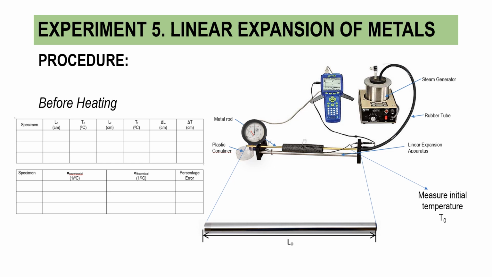We have to first measure the initial length of the metal rod, and that should be placed in this column. We also need to be familiar with the kind of material, whether the metal rod is brass, copper, or aluminum. We also need to measure the initial temperature of the metal rod, and we have to place that in this column.